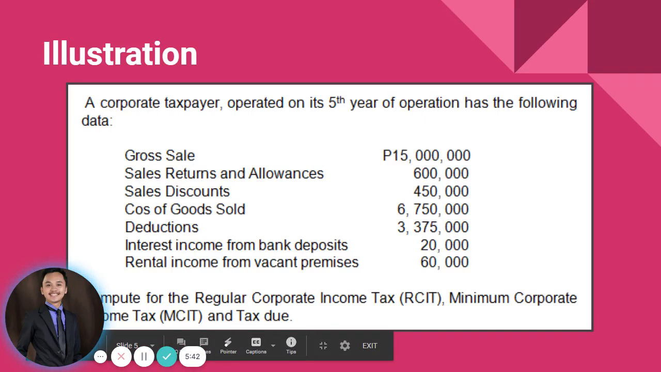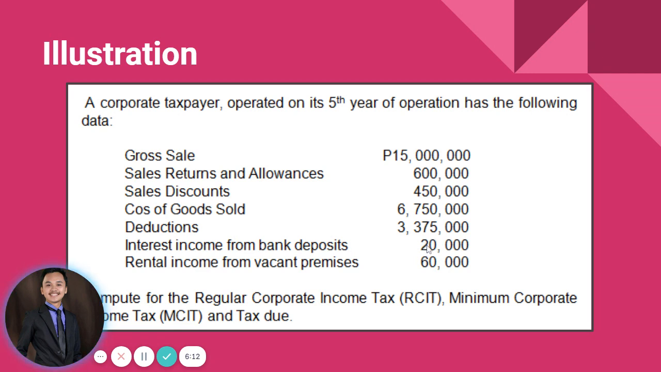Let us say a corporate taxpayer operated on its fifth year of operation has the following data. So obviously, the taxpayer is already operating for its fifth year. So that means MCIT can now be applied to this type of corporation. It has a gross sale of 15 million, total tax adjustments of 640,000 and 450,000 respectively, cost of goods sold of 6,750,000, deductions of 3,375,000.